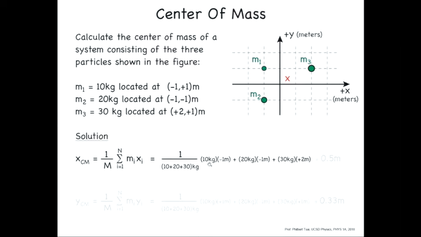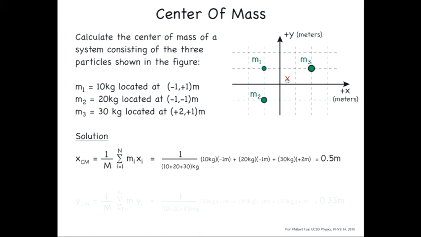But for the sum, the first mass is 10 kilograms, and its x position is over here at -1. I look at mass 2. Its x position is also -1. It's a different y, but we don't care about that right now. And then mass 3, that's 30 kilograms, and I'm going to times that by its x position, that's at +2. If I do that math, I get -10, -20, plus 60, which is 30 over 60, or 0.5. So the x-coordinate of the center of mass is at 1/2, right here, somewhere along this line.